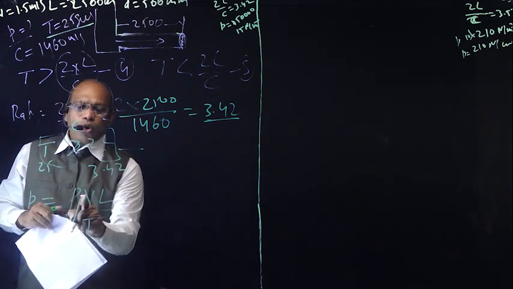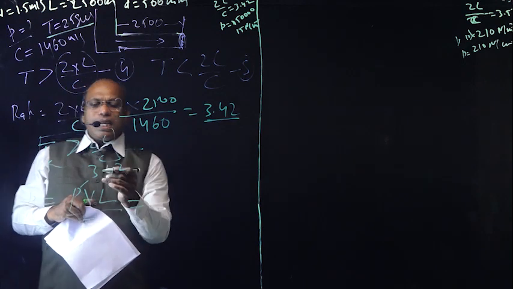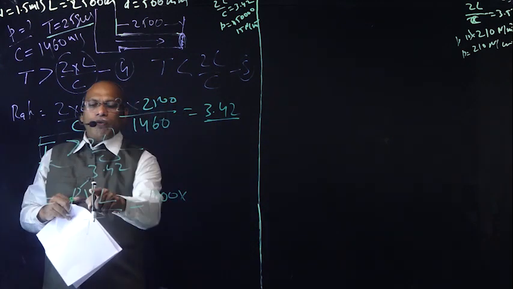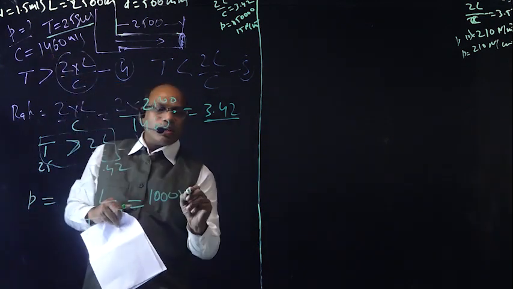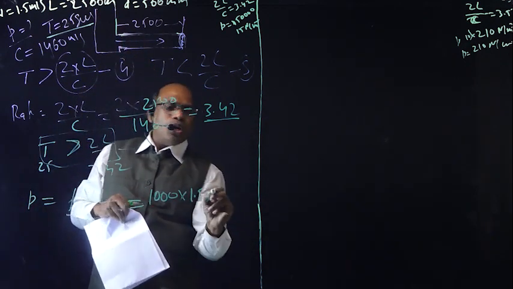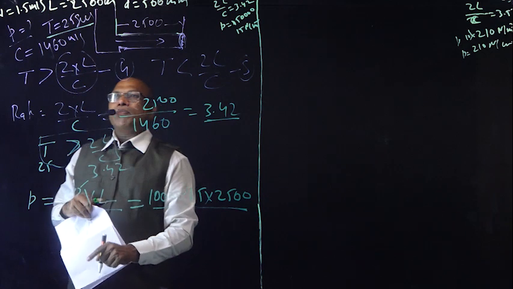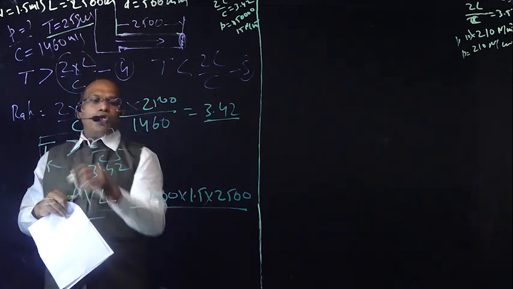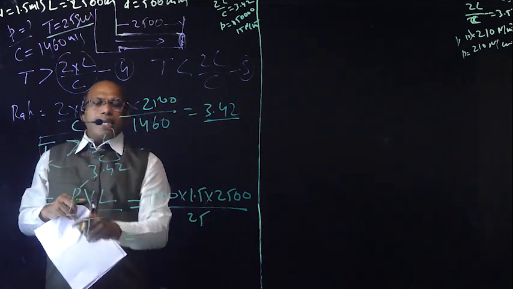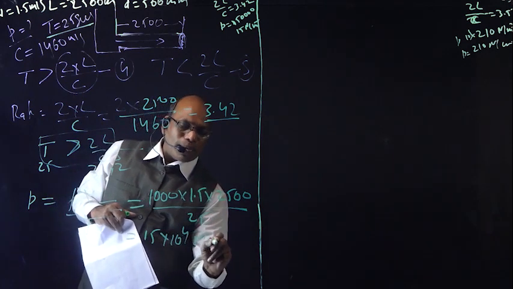Raised pressure P is equal to rho V L by T, where rho is the mass density of liquid, that is the water here, that is 1000 kg per meter cube, into velocity of flow, that is given in the problem, that is equal to 1.5 meter per second, into length of the pipe, that is equal to 2500 meters, divided by time, time is given 25 seconds. Therefore, raised pressure is equal to 15 into 10 power 4 Newton per meter square.